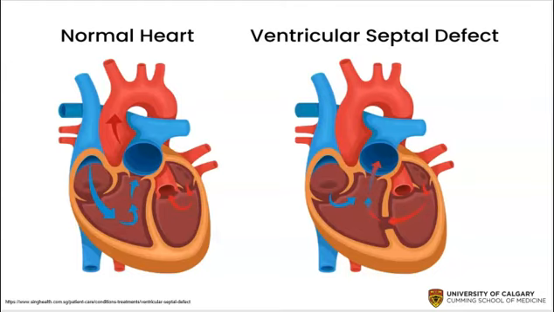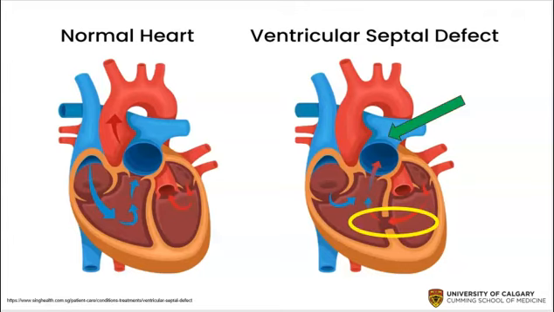Let's start off with some background knowledge. In left to right shunts, there is a communication between the chambers or blood vessels of the heart. This communication allows for oxygenated blood from the left side of the heart back into the right side of the heart rather than directly into the systemic vasculature. One example of this is shown here.